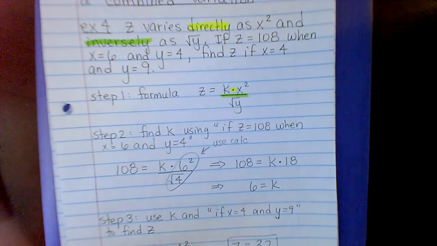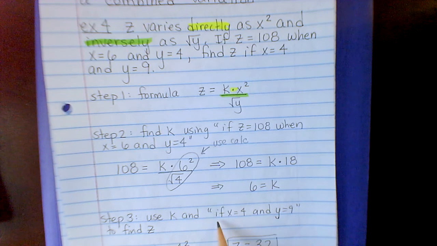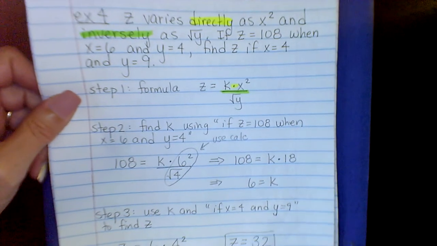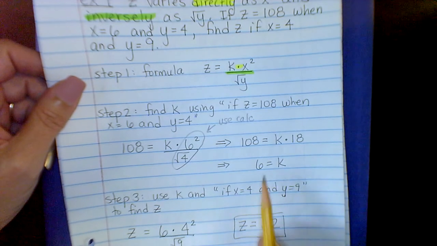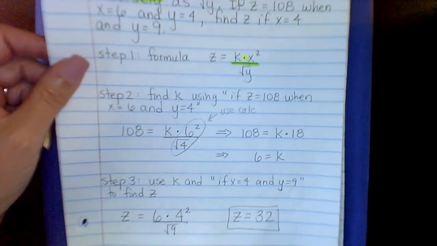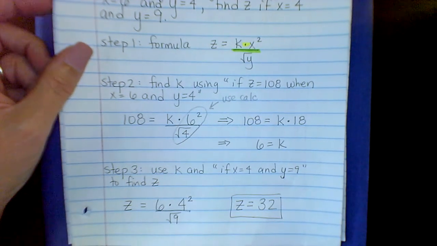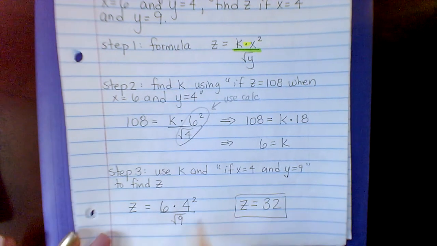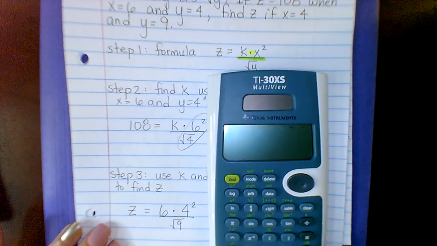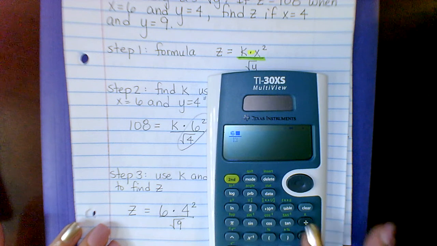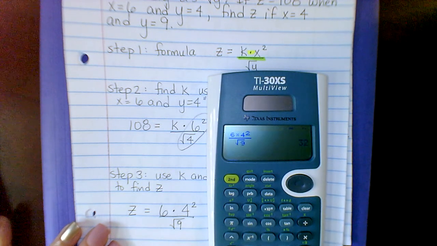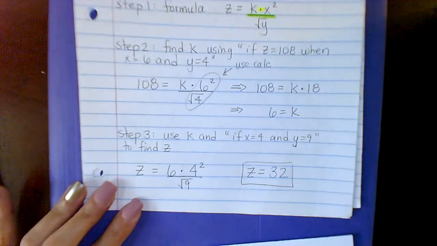Okay, now we're going to use this value of k and the if x equals 4 and y equals 9 part of the original problem. That's why I put the quotes in there. So plugging in k from step 2, x is 4, y is 9. Don't forget the squared and the square root from the original formula. This is just one computation. Okay. You can do all this on the calculator at one time. So let's hit fraction. 6 times 4 squared over square root of 9. And you can see we get an answer of 32.